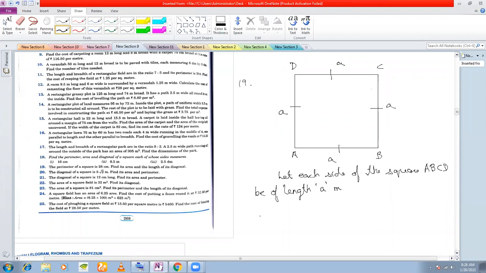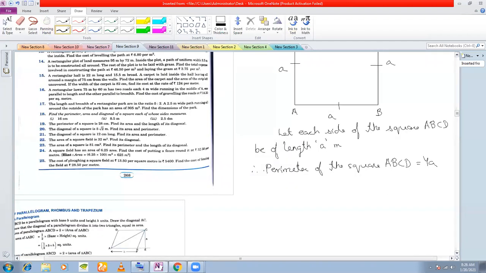Therefore, what is given here? The perimeter is given. So if a is the length of each side, what is the perimeter of the square? Therefore, perimeter of the square ABCD is equal to 4a. And what is the perimeter given? According to the problem, perimeter is given to you as 28. Therefore, 4a must be equal to 28. That means a is equal to 28 by 4. This is 7. So each side of the square is 7 meters.